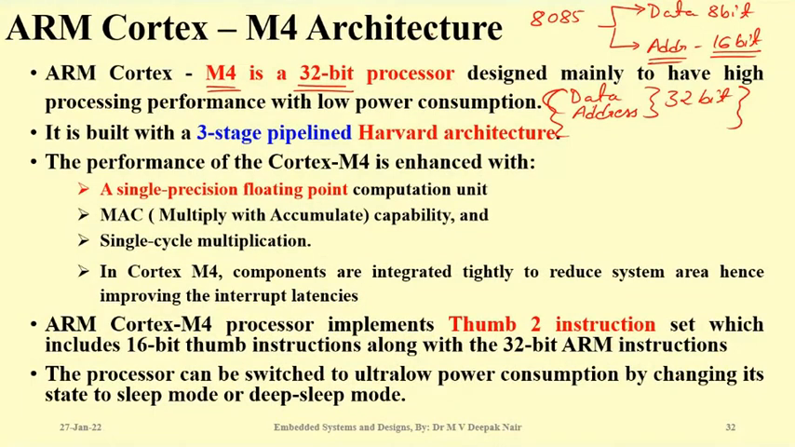Yes, sir. Okay, so in 8085 there were two different sizes of the buses. Data bus was of 8-bit, and address bus was of 16-bit. So address bus will decide the size of memory which you can handle, and data bus will decide the size of the data which is to be processed. In case of ARM Cortex M4, it is a 32-bit processor. Both data and address bus are of 32-bit.